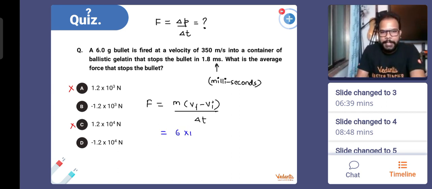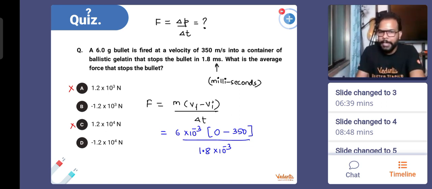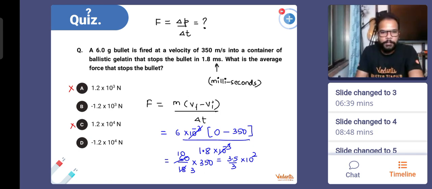So mass is 6 into 10 to the power minus 3 grams, which is not SI unit. Final velocity is 0. Initial velocity is 350. Time taken is 1.8 into 10 to the power minus 3 seconds. So what do I have is 6 by 18 into 60 by 18, 10 to the power minus 3 gone, and 350. So this comes out to be 1.2. So I can write it as 3.5 by 3 into 10 to the power 2. Am I right?